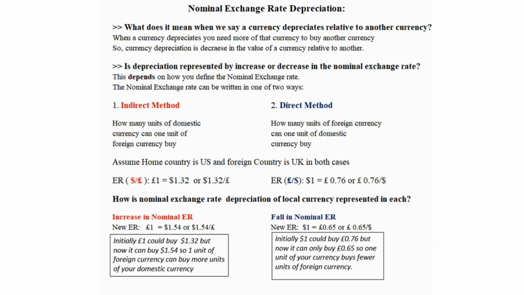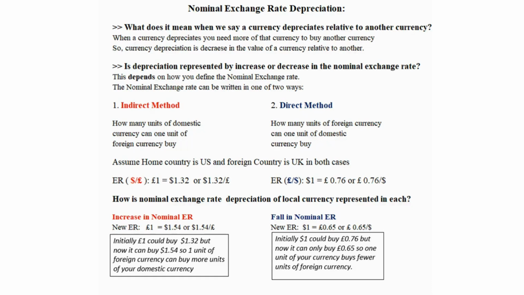Now this is the exact same information that the indirect method is telling you, but it's just another way of saying it. Because what the direct method is saying is that you can get 0.76 pounds with $1. So here we can also see if 0.76 pounds can get you $1, so 1 pound can get you 1 by $0.76. So 1 pound can essentially get you $1.32, which is the same information that you got from the indirect method. So they both are two different ways of writing the same thing. And depending upon how you're writing the nominal exchange rate, that will determine whether depreciation is an increase or decrease in the nominal exchange rate.